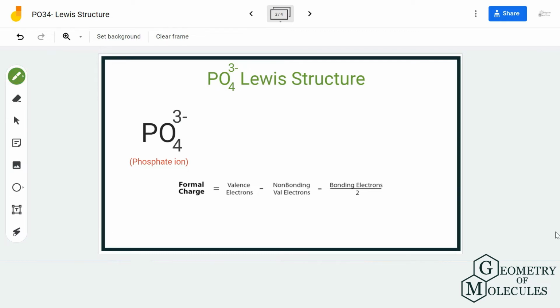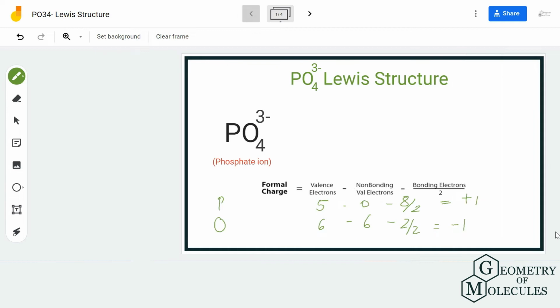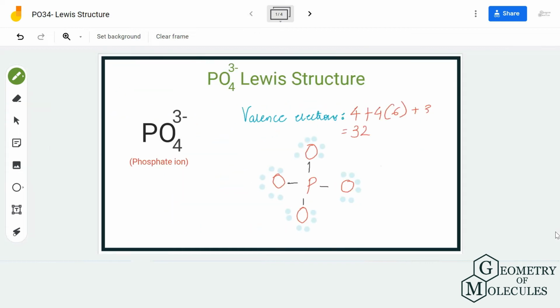Now phosphorus has 5 valence electrons, out of which 0 are non-bonding and all 8 of them are bonding, and hence we have a charge of +1 for phosphorus. Similarly, if we calculate the formal charge for the oxygen atom, we have 6 valence electrons, out of which 6 are non-bonding and 2 are bonding, and we have a charge of -1. Now if you add all the charges, you will see that the end result is a -3 charge, which is fine because we do have a -3 over here as it is accepting 3 electrons.